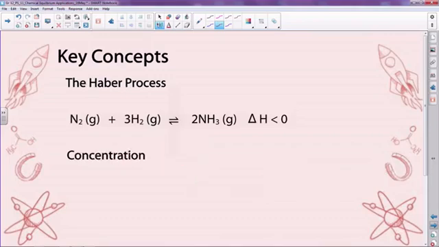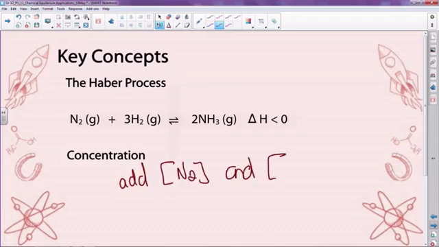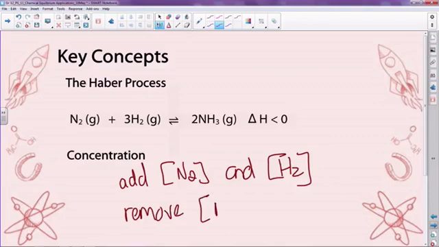The other thing we can do, which is what they do in industry, is they continually add. So we add all the time N2 and H2, okay, because by adding in the reactants, we favor making products, and we remove the NH3. So we take NH3 away, that continually makes products, okay?